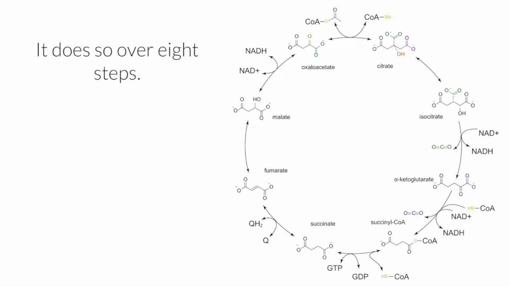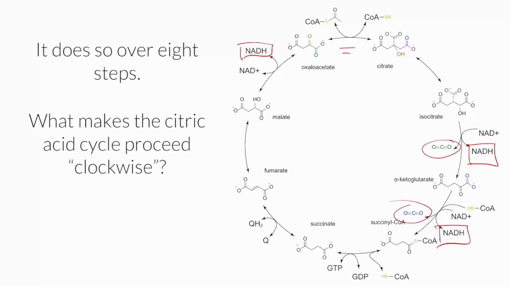I don't want to belabor them, but I want to point out 2 features of this. The first is acetyl-CoA comes in here and spits out 2 carbon dioxides. The other feature that I want to point out is that there is a lot of NADH involved in these reactions, right? We're kicking off NADH as we do these oxidation reactions. And if you look at this, it's always drawn this way. It's a clockwise reaction. So we're going to follow that convention here. And we're going to ask today, why does it proceed clockwise, not counterclockwise?